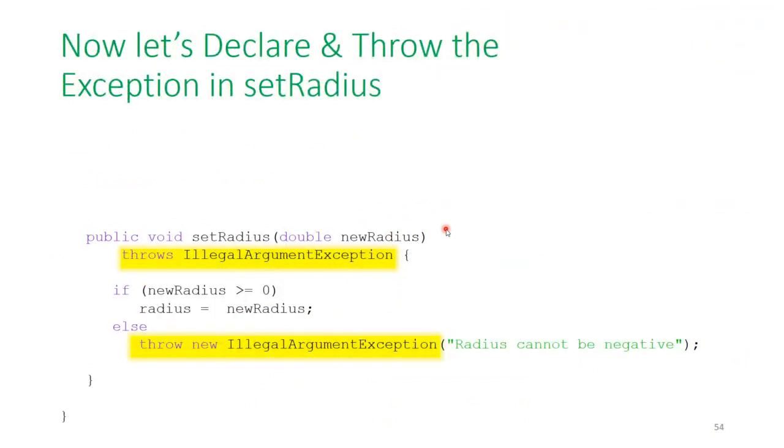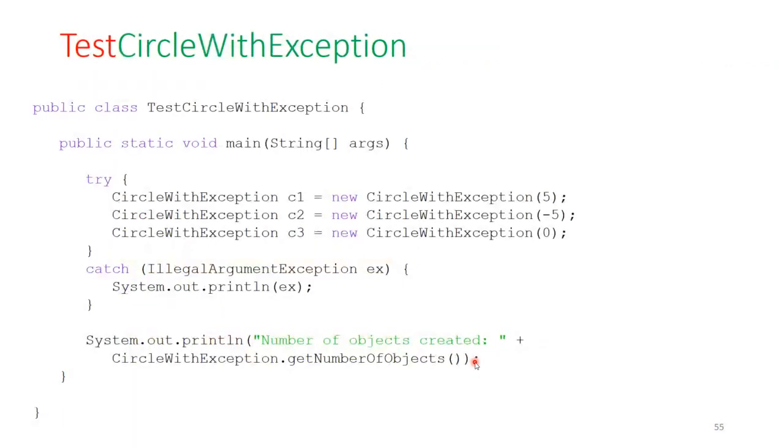And then setRadius is where the interesting stuff happens because we're using exception. I declare that setRadius may throw an IllegalArgumentException. If the new radius is greater than 0, everything is fine. Otherwise, throw that new IllegalArgumentException. We looked at that already in the previous lecture, that specific example. I'm just putting it in the context of the whole class.